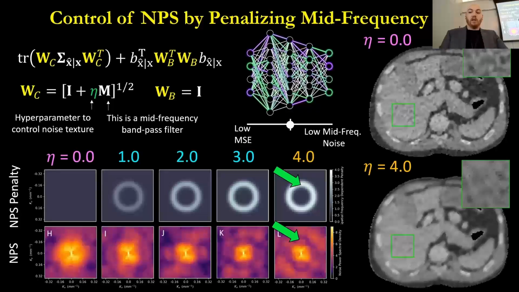And we can also use covariance weights to control noise texture. For this example, we used a mid-frequency bandpass filter as a penalty. And then we computed the empirical noise power spectrum and showed that there's this notch in the mid spatial frequencies. If you look at that bottom right signal, it still has low frequency noise. In a uniform patch, it still has high frequency noise, but the mid frequency texture is gone.